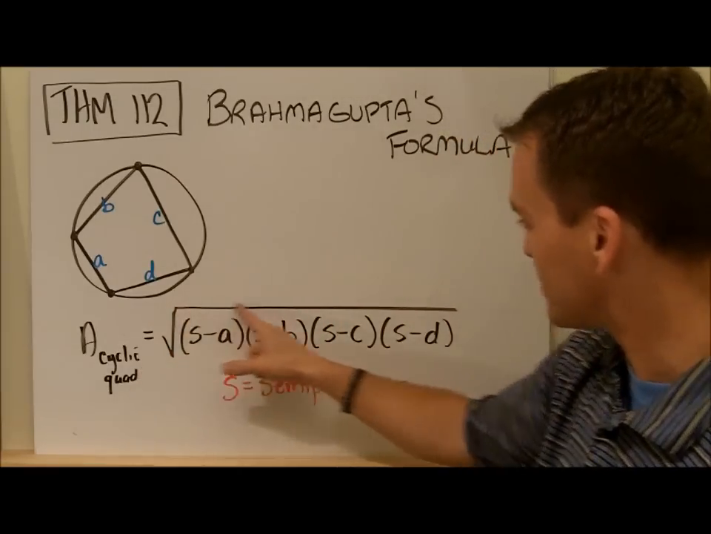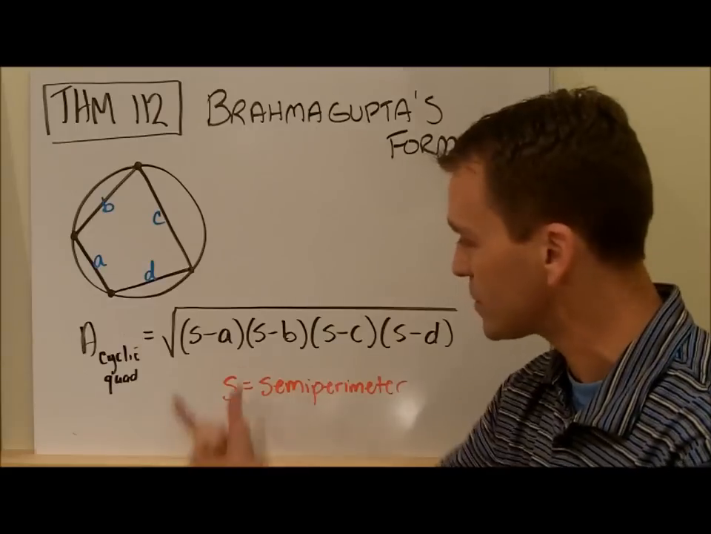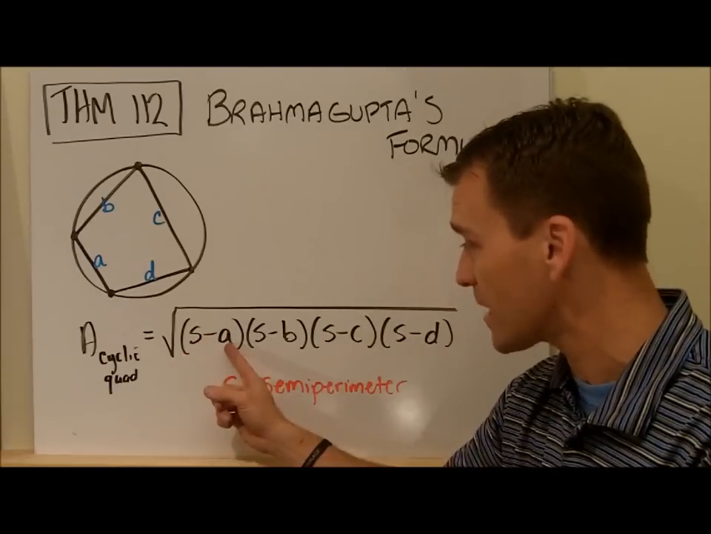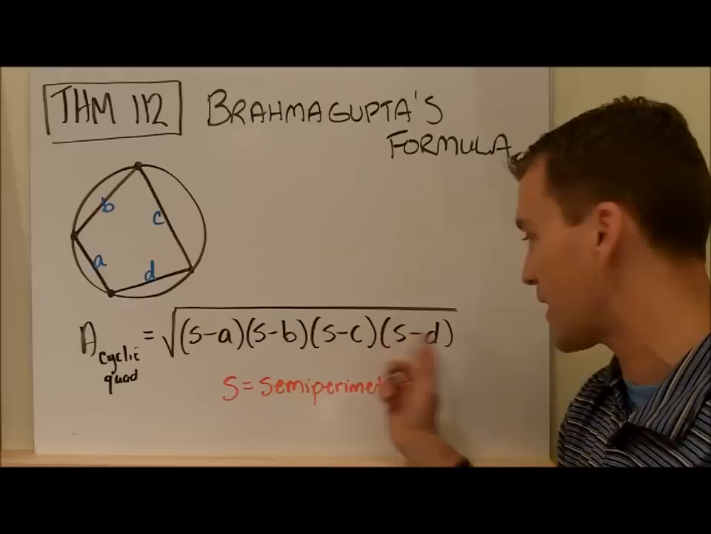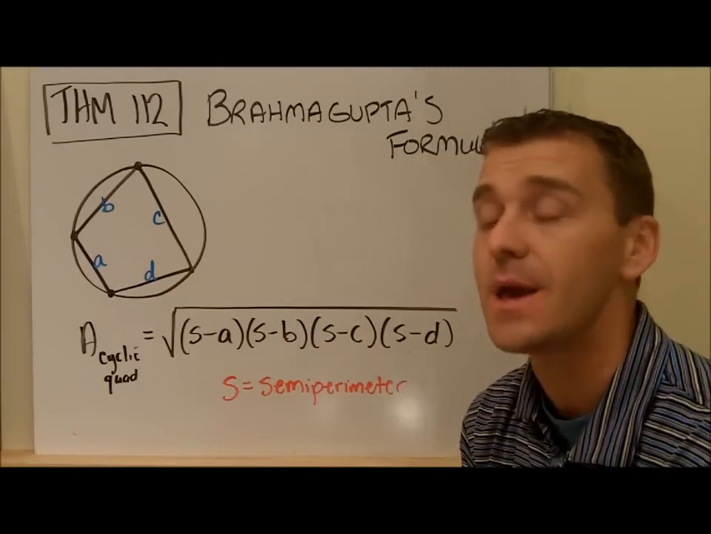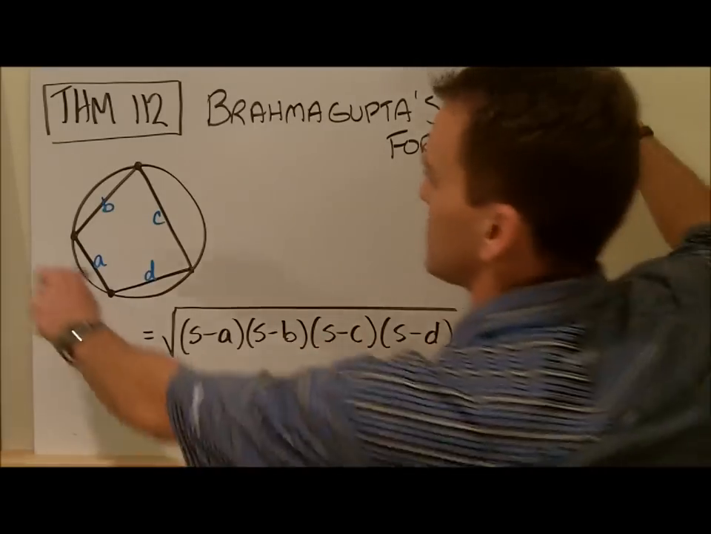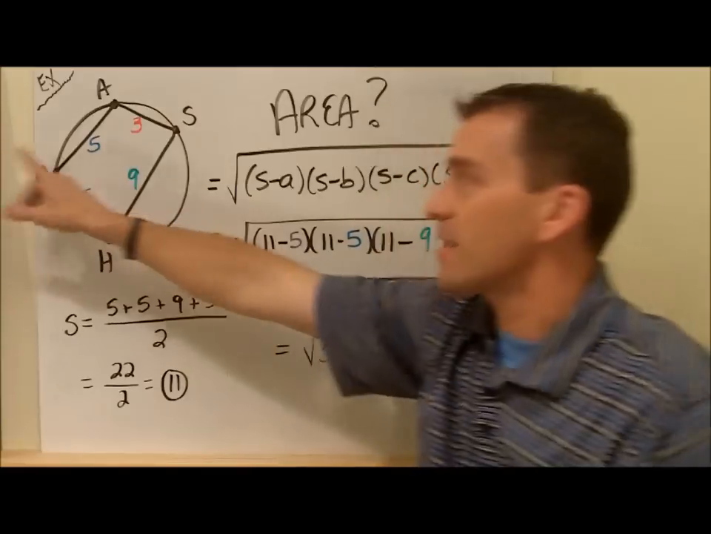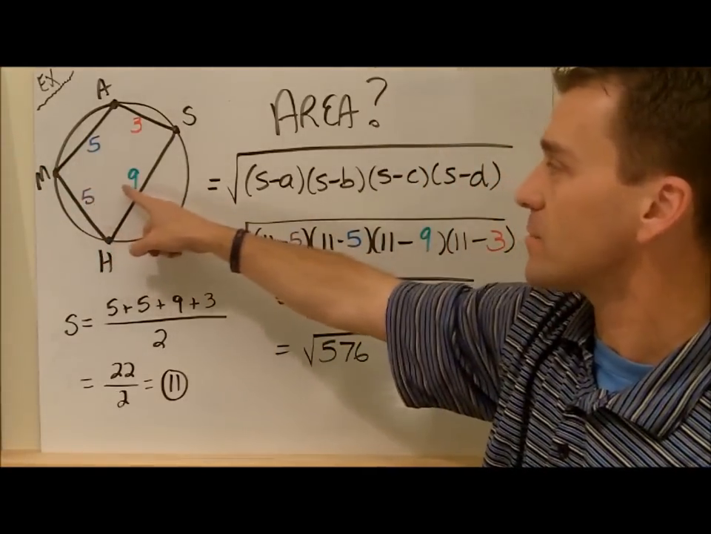So this is it. The square root of S, which again stands for semi-perimeter, minus the side length, semi-perimeter minus another one. You get the idea. All you have to do is plug in the numbers and calculate it properly, and you will have your answer. So let's do this example. Back to the cyclic quadrilateral that I started with: one side length of 5, another 5, another 9, and another 3.